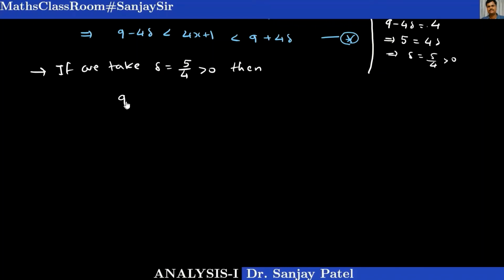from this, 9 minus 4 delta less than 4x plus 1. First let us concentrate on this. It will give you 9 minus 4 times 5 by 4, because I have already taken the particular value of delta here.